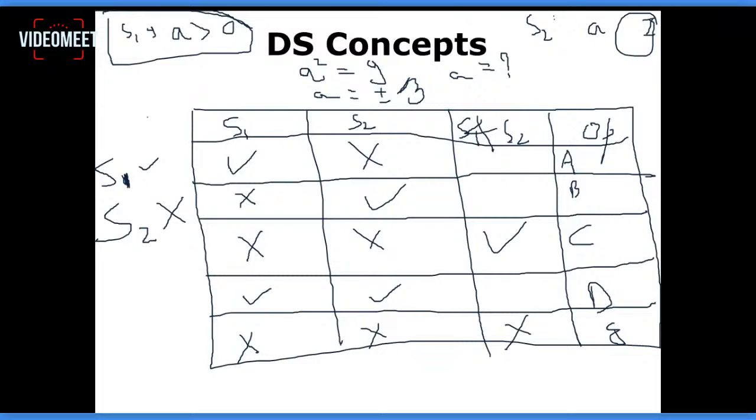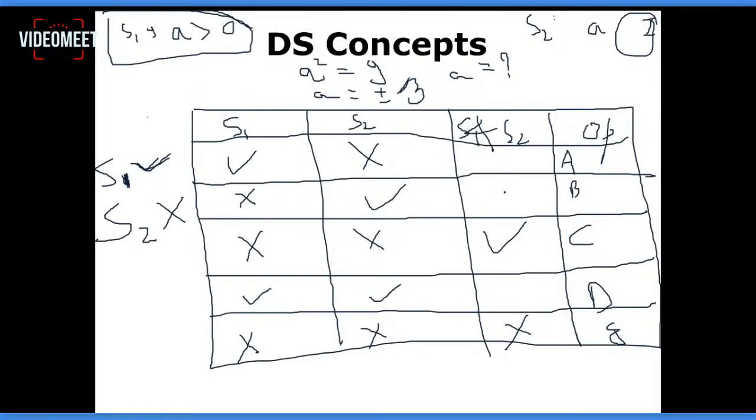So S1 was seen alone, it was sufficient, so we put S1 tick. S2 was taken alone, it was not sufficient, we crossed it. Now understand, S1 has come tick and S2 has come as cross. We will only talk about both of them together when both are cross. If one of them is tick, that means data is sufficient, question has been solved. So don't go to option C, D, E unless both are cross. If both are cross, only then you will come to C, D, E.